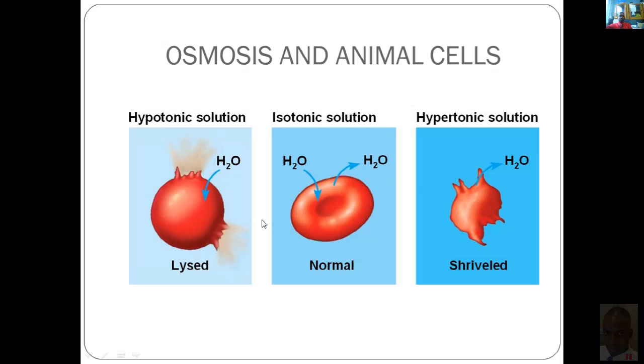In the middle here, we have an isotonic solution, where the water potentials are basically equal on both sides. So there's no net movement of water molecules out or in. Good. That's what we call an isotonic solution, where the water potential in the cytoplasm of the cell is similar to that of the environment in which the cell is placed. So this is the effect that osmosis has on animal cells.